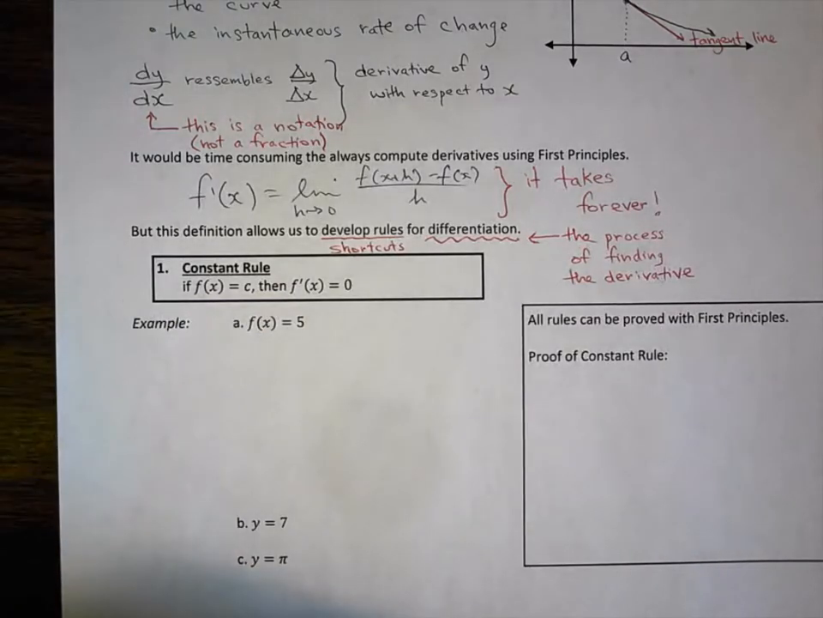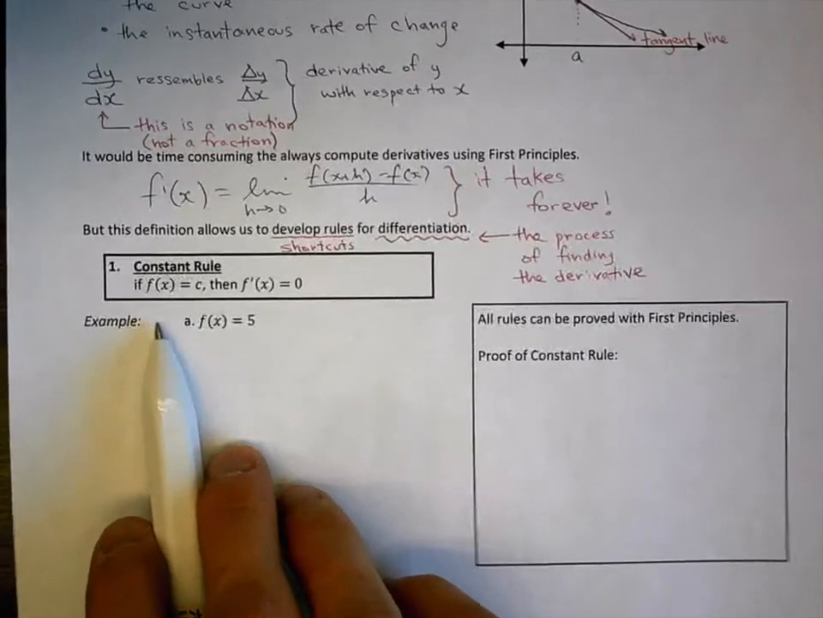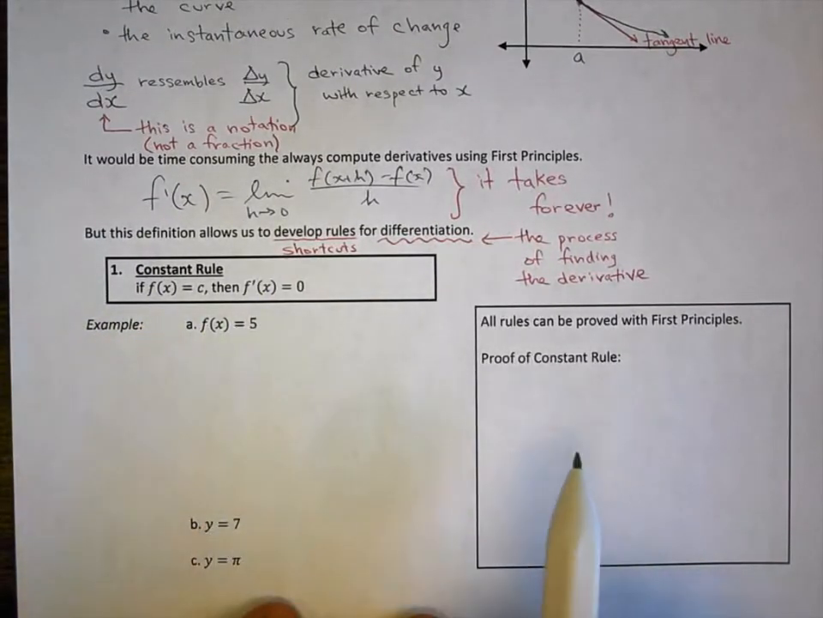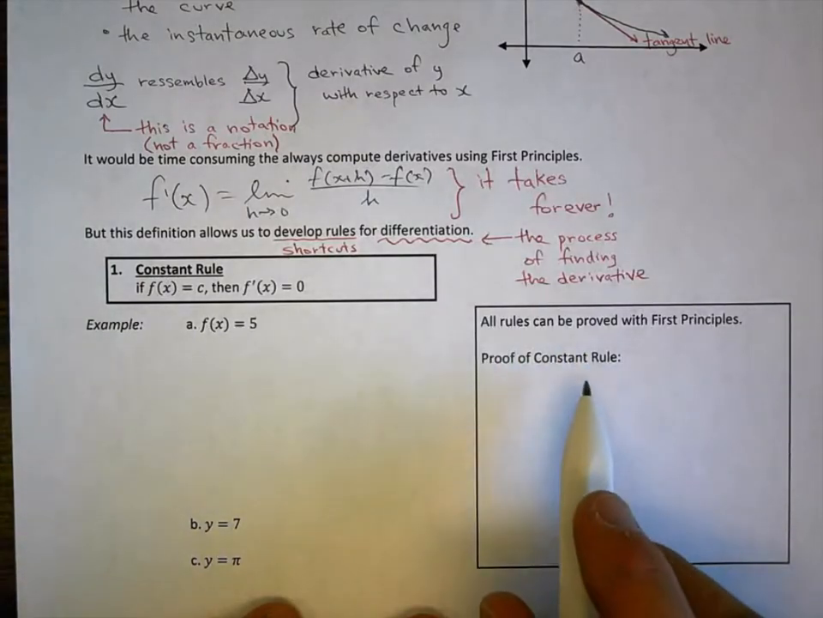Is that okay with everyone? Okay, you should be saying, no, that's not okay. I want some proof. I don't just believe you because you write something on a printed piece of paper. Okay, you should be saying, I want to see proof. And so let's show you some proof, because all of our rules can be proved with first principles.